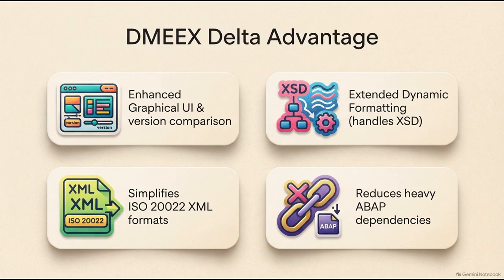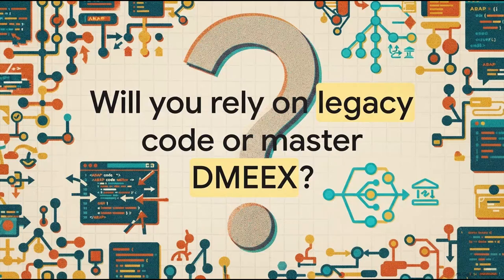DMEX natively handles complex XML schemas, those XSD files, making the massive global shift toward ISO 2022 XML formats incredibly seamless. It does all of this heavy lifting natively, which just further wipes out those old, heavy ABAP code dependencies. Which brings us to our final takeaway for this explainer. You've seen the architecture, you've seen just how intuitive visual node mapping can actually be. So as you look at your own SAP FICO environments, the question you have to ask yourself is pretty clear.